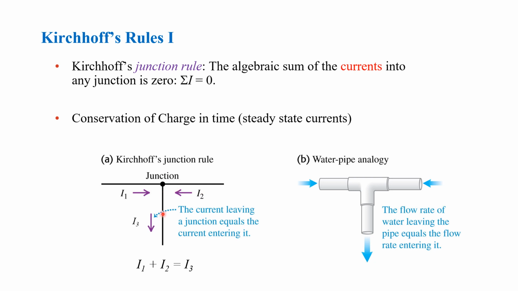The convention for this one is that any current entering the junction is positive, and any current going out of the junction is negative. So the sum of all your I is equal to your I1 positive plus I2 positive minus I3, because it's going outside, and that is equal to 0. Thus we have I1 plus I2 equal to I3.